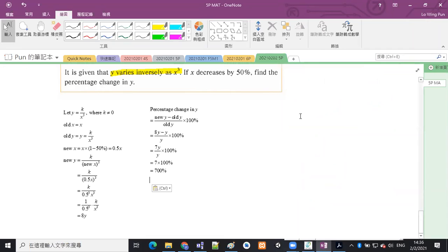So this is all we need to learn about the inverse variation. Okay. So tomorrow we are going to do a few more exercises on the inverse variation. Okay. So do you have any problems?